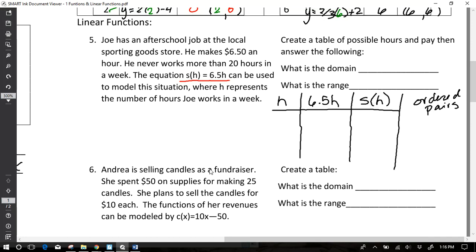Now, this is where it gets a little tricky because they didn't really tell you what numbers to input for your domain. So I do just want to remind us that our domain is H and our range is his total pay. So that's the range. Referring to the word problem, he never works more than 20 hours in a week. So that is going to be the maximum number of hours that he will ever work in a week. But what is the smallest number of hours that he could work in a week?